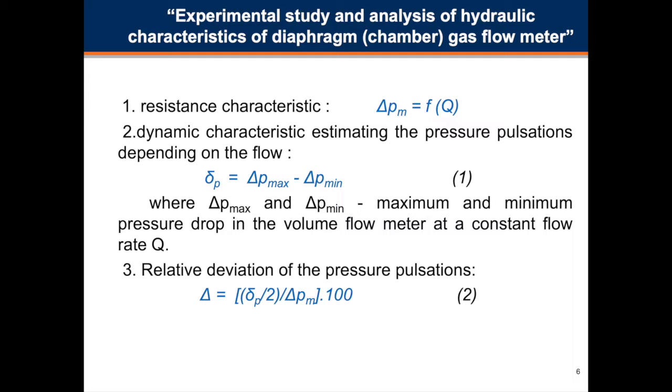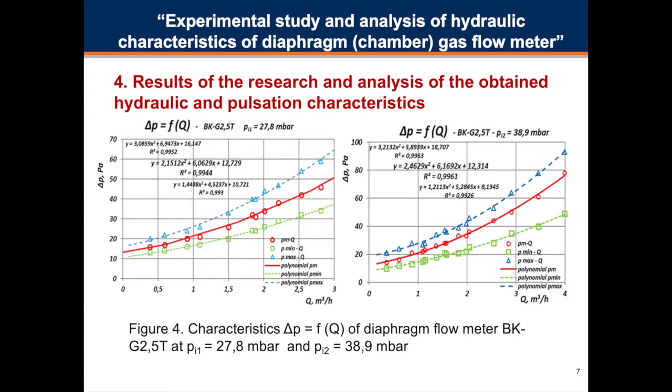This characteristic is defined in Formula 1. Another characteristic which determines what part of the pressure pulsations make up a measured average pressure drop is defined in Formula 2. You can see the results of the studied diaphragm flow meter type at two different inlet pressures.